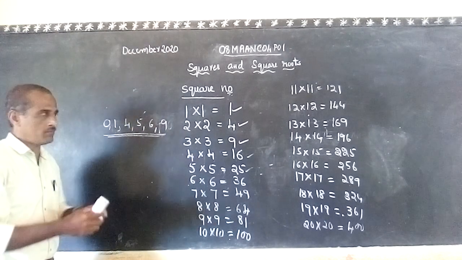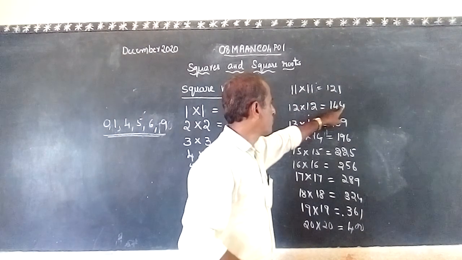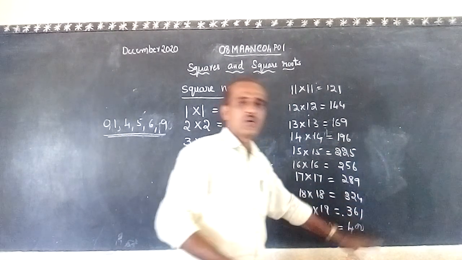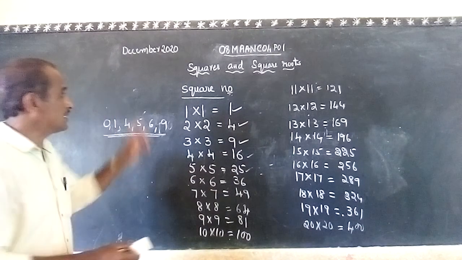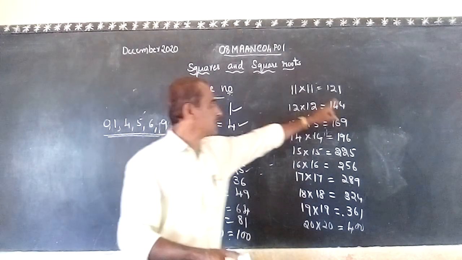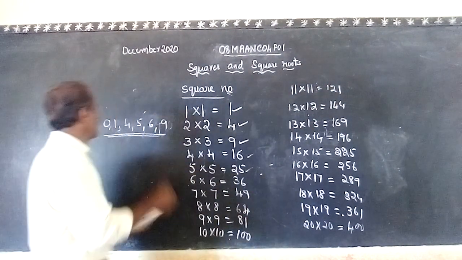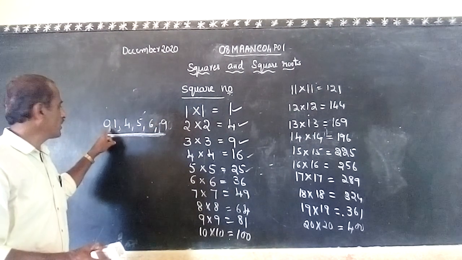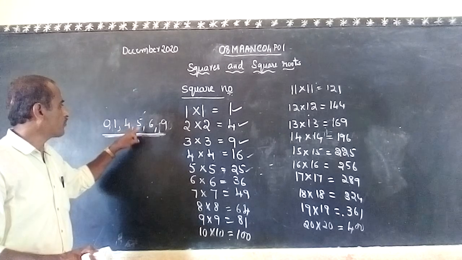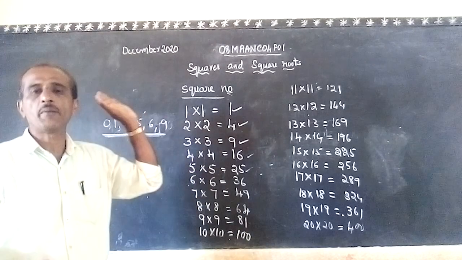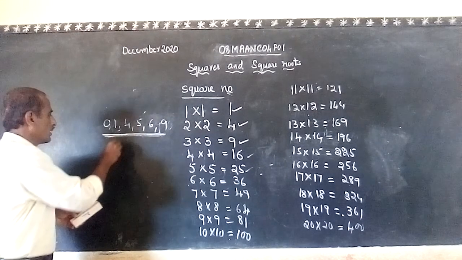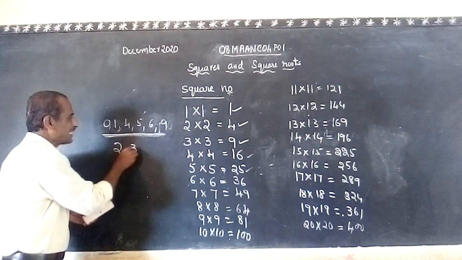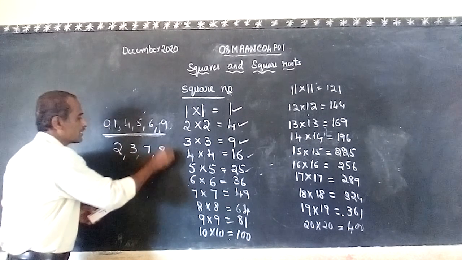See, 0, 1, 4, 5, 6 and 9. These 6 digits, and no other digits. If you go for 21, then again you will get perfect squares ending with either 0, 1, 4, 5, 6 or 9. No other number. There are no perfect squares which end with 2, 3, 7 or 8.